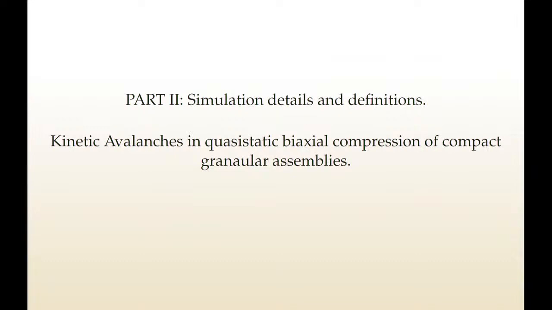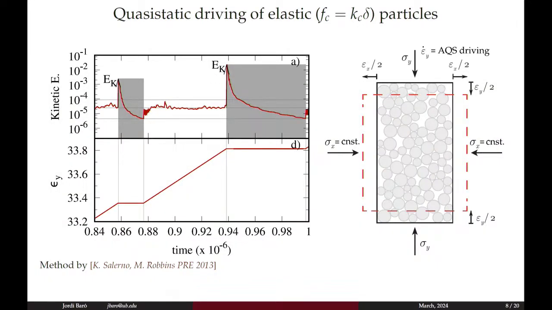So this is the second part, on the simulation details, right? Essentially I will focus on how we identify these avalanches during this quasi-static biaxial compression of compact granular assemblies. So what we do is the following. It's the same experiment as before, so we compress vertically at a constant strain rate, controlling the strain, and then we confine this at a constant pressure on the lateral boundaries, right? But what we add here is this quasi-static condition. So first of all, we drive the system very slowly, so there is very little inertia in the system.